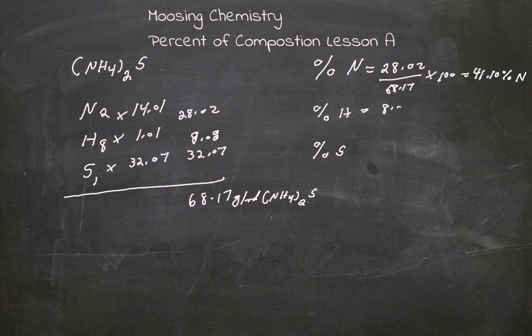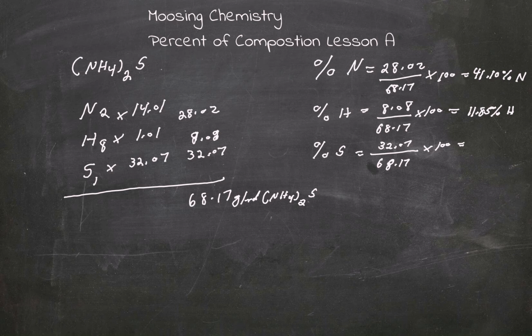Okay. Hydrogen is going to be 8.08 divided by the total molar mass, 68.17 times 100. So 8.08 divided by 68.17 times 100 is 11.85% hydrogen. And then the sulfur, of course, is 32.07 divided by our molar mass, which is 68.17 times 100. So we get 47.04%.